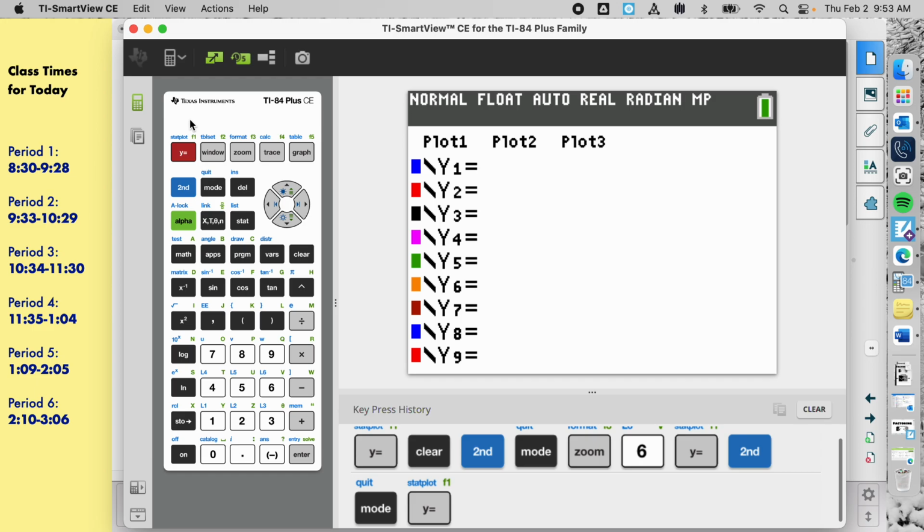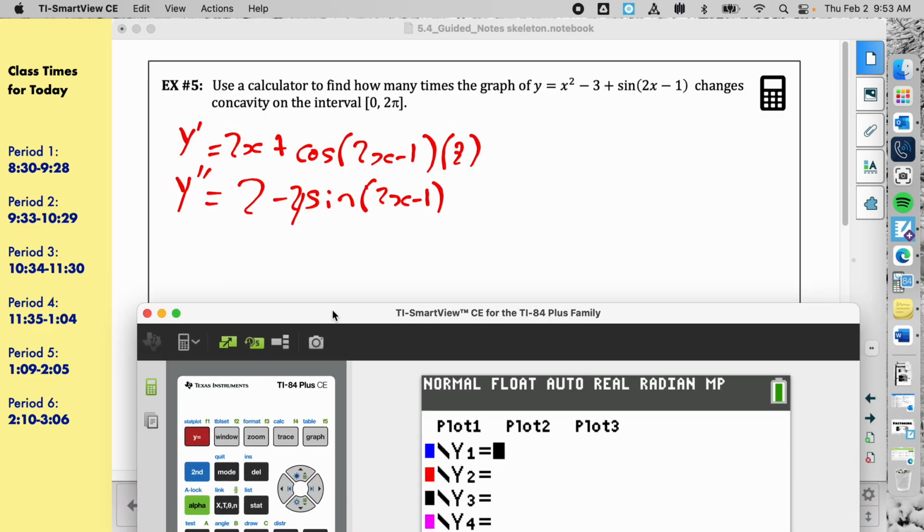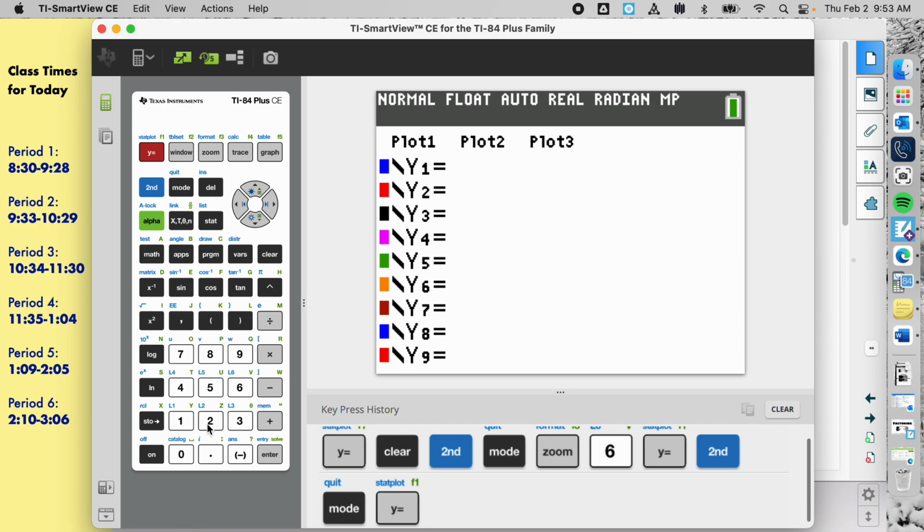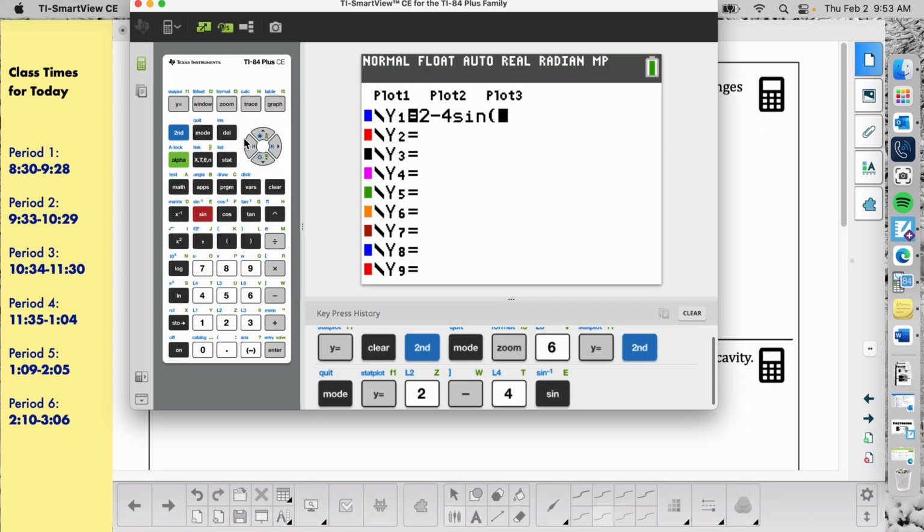Oh, I had it there. What happened to it? 2 minus 4 sine 4 sine 2x minus 1. Oh, whoa.